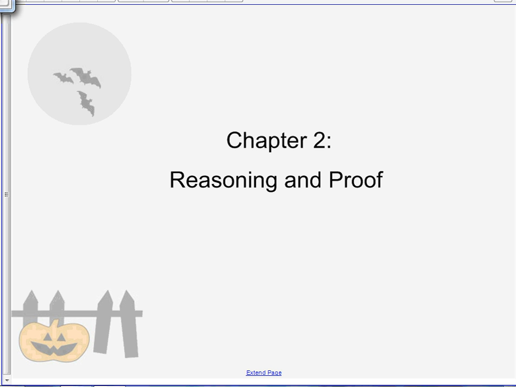Today we're going to start chapter 2, which is reasoning and proof. So throughout this chapter you will be starting to look at how to reason your way through a statement and prove that the statement is either true or false. So today we're going to be discussing conditional statements.